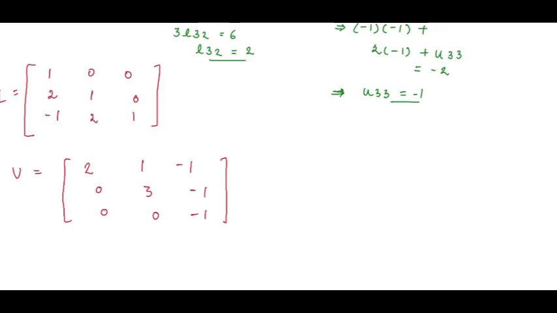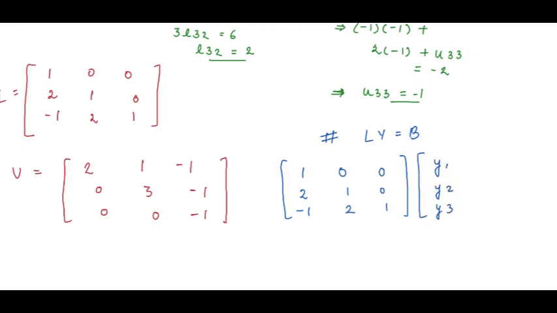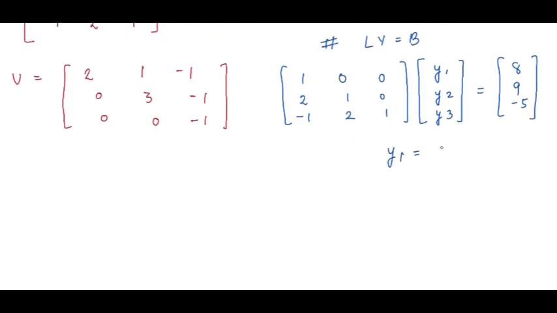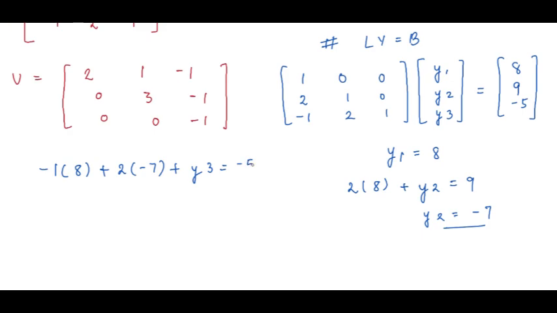Now the actual solution becomes much easier. We first solve Ly equals b, taking the multiplication of these two matrices and equating it to the b matrix as 8, 9, minus 5. From the very first equation, y1 equals 8. With the second equation, 2 into 8 plus y2 equals 9, and hence y2 becomes minus 7. And by the third equation, minus 8 plus 2 into minus 7 plus y3 equals minus 5.